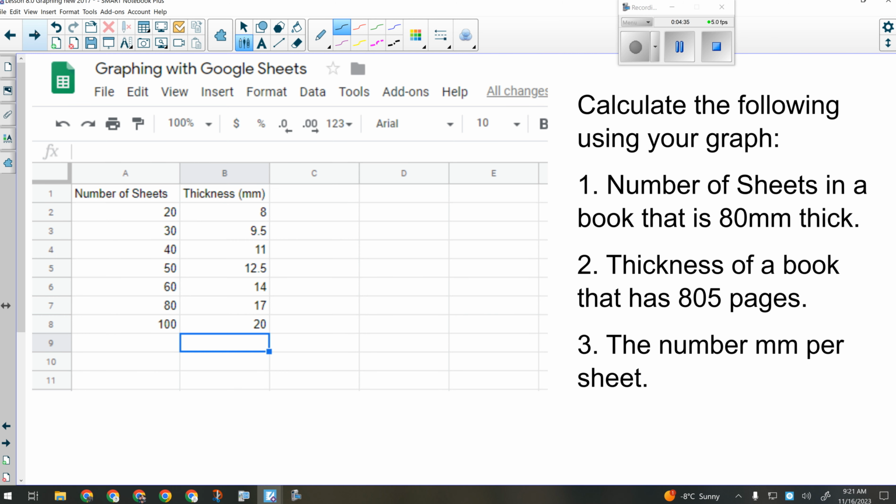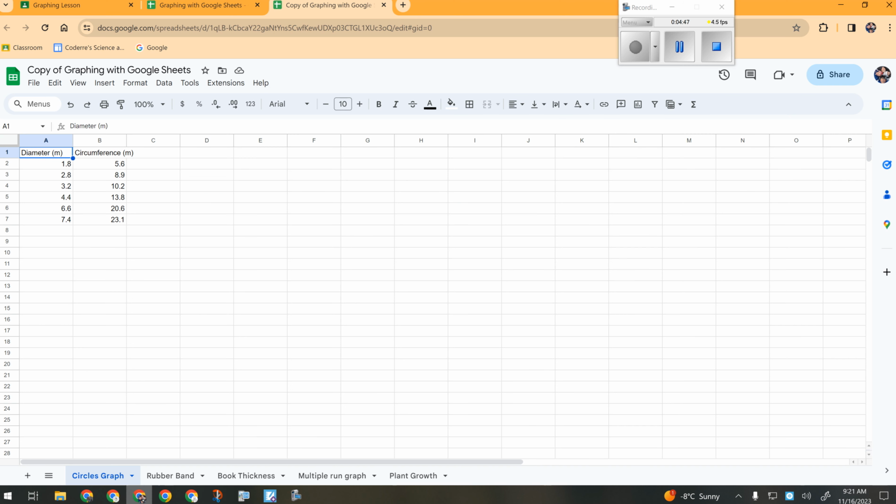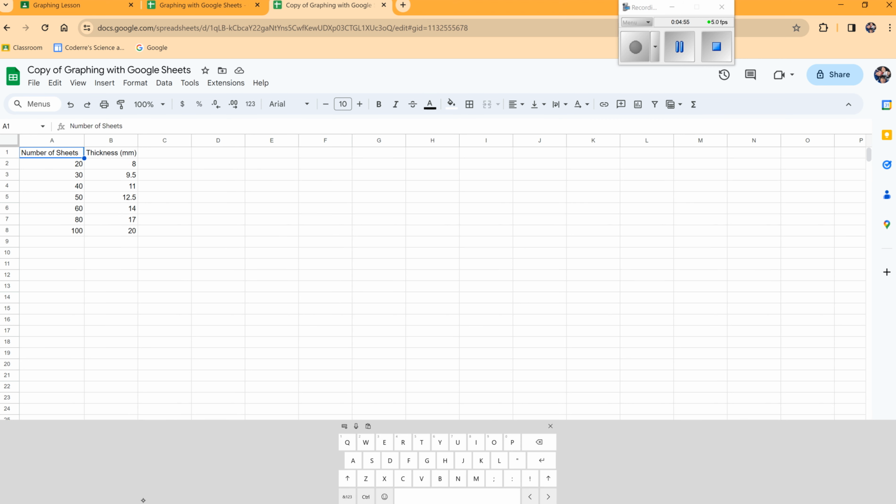All right. So what we're going to do here is build the graph that has to do with the number of sheets in a book and the thickness of the book. So if we go to our Google Sheet here, you can see that one of the tabs at the bottom is book thickness. I'd like you guys to go to that graph. I'm going to sit down because this is really hard to do with my finger on the touch screen. So I'm going to sit down and use a mouse and a keyboard.